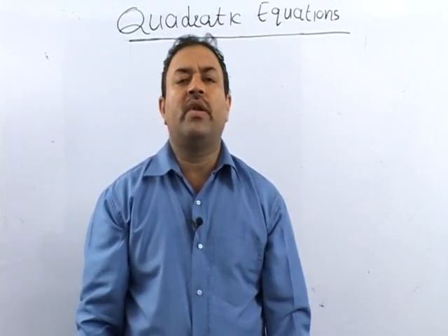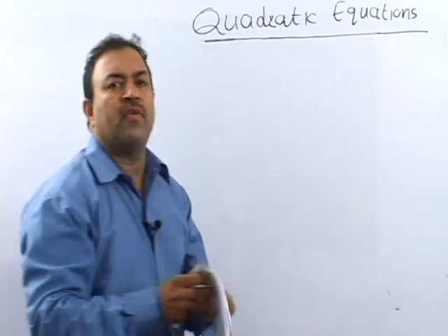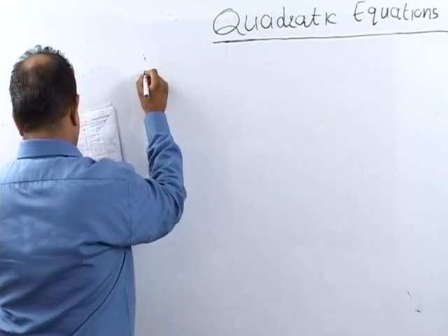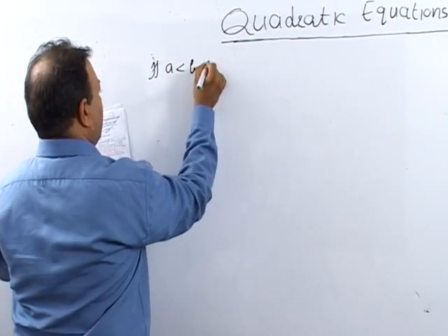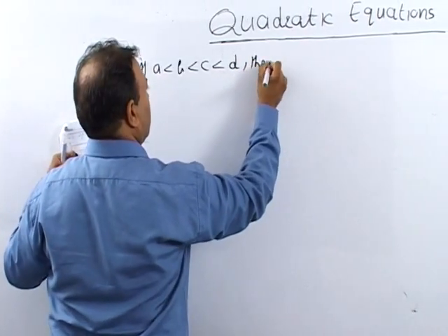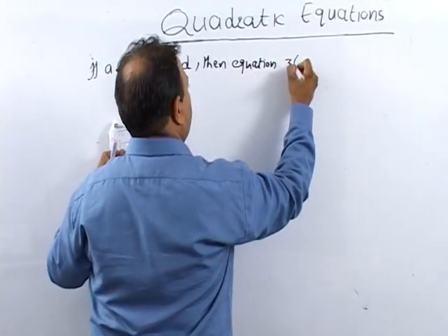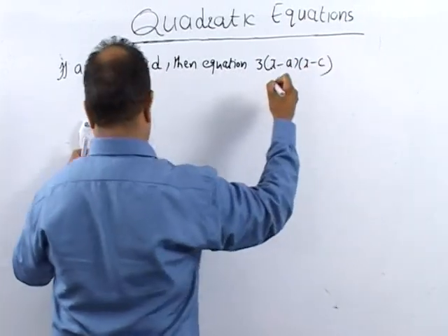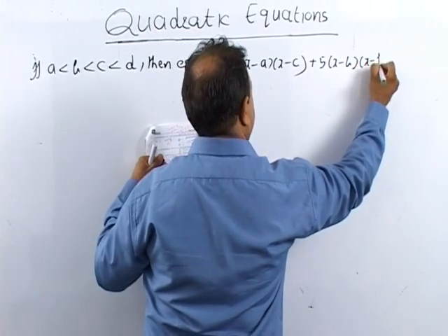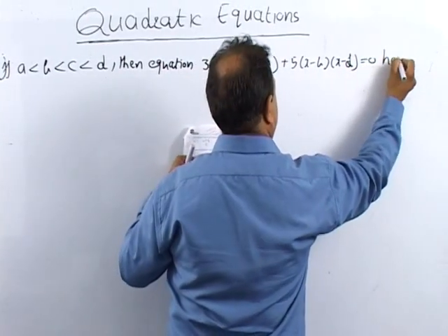Some more problems on the intermediate value theorem. Again, all these problems are part of our booklet which has been provided to you. The problem is: if A less than B less than C less than D, then the equation 3(x minus A)(x minus C) plus 5(x minus B)(x minus D) is equal to 0 has.